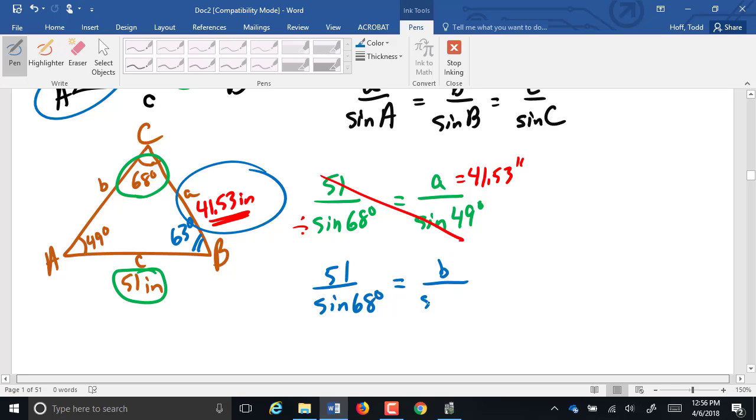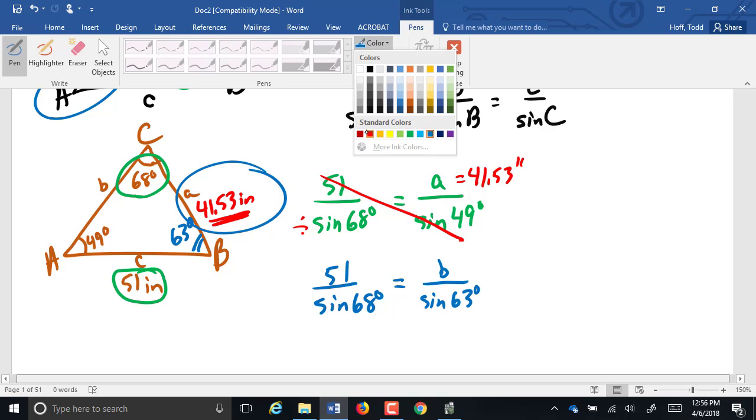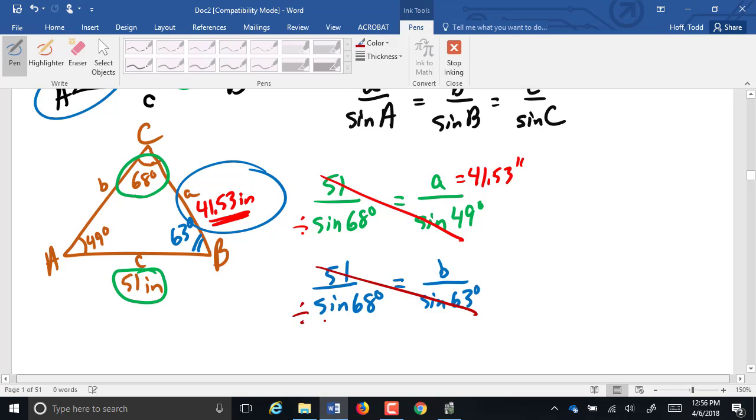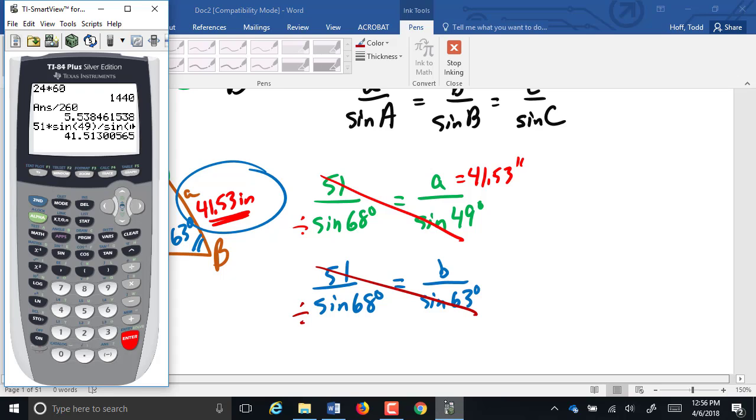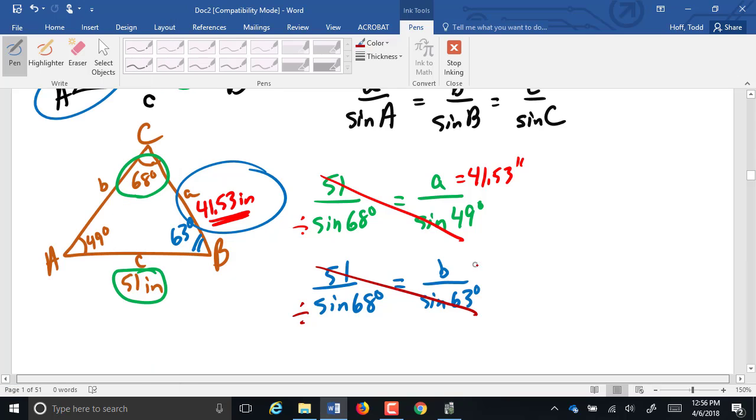B over sine of 63 degrees. So cross multiply and divide. Sounds about right. 49.01. Let's see if I come up with the same. You got it, 49.01. Good job. So B here is 49.01 inches.